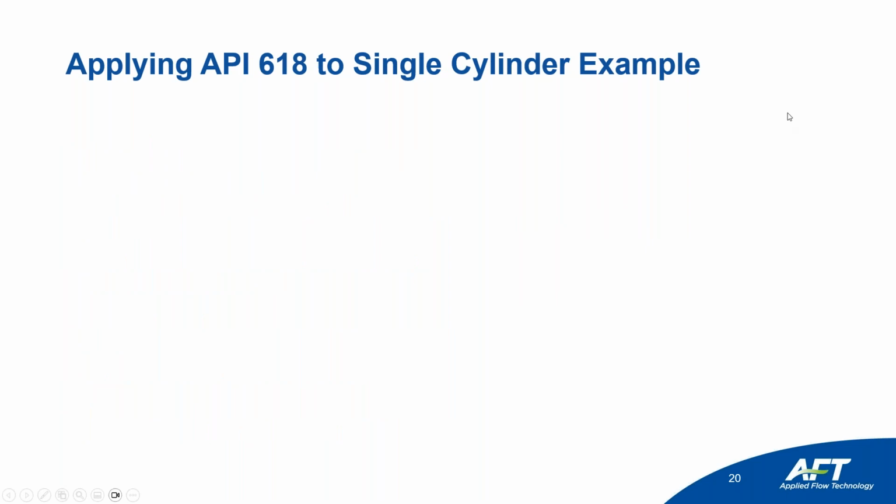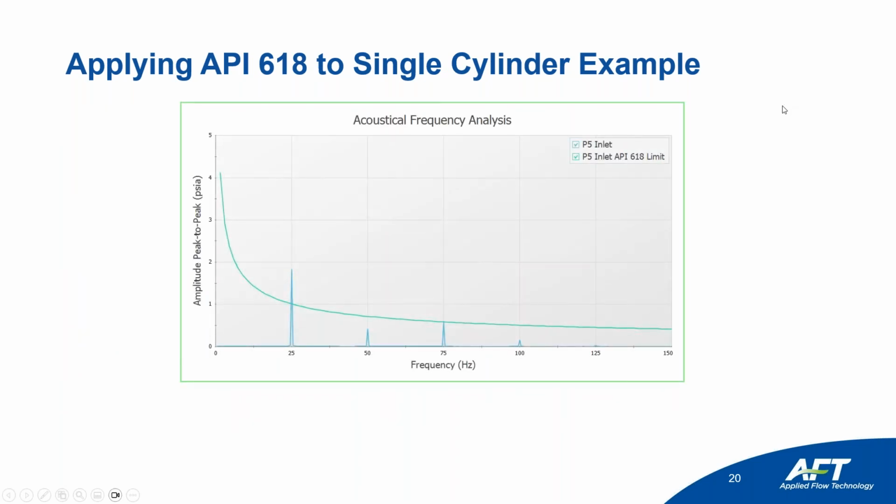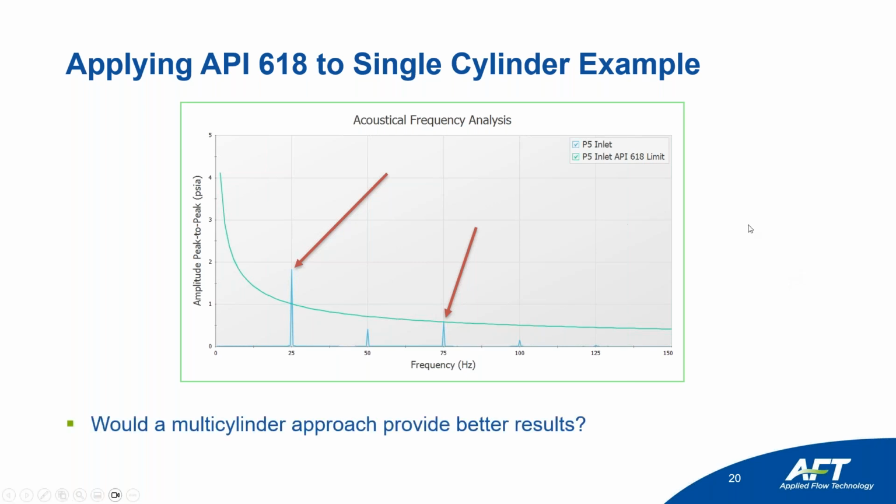So applying API 618 to the single cylinder example that we did before looks like this. You can see the curve over here. This is the API 618 limit. So it's lower at higher frequencies, which can be more damaging. At low frequencies, you can get away with more pressure. But in this case, the pressure amplitude that we're seeing here exceeds API 618 at 25 Hertz. Additionally, it's hard to see in this graph, but it also exceeds it at 75 Hertz. So the initial design does not pass API 618. So the question is, would a multi-cylinder approach provide better results?